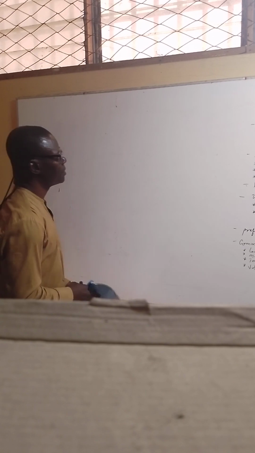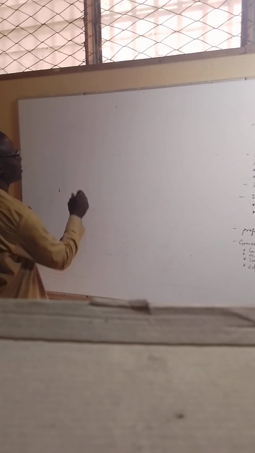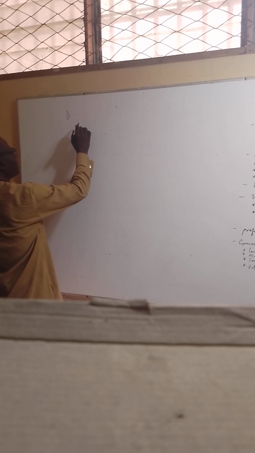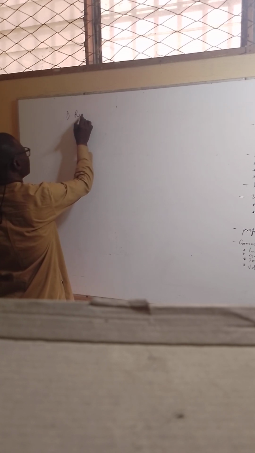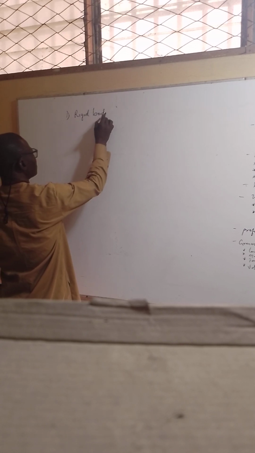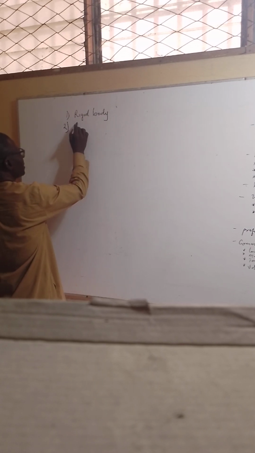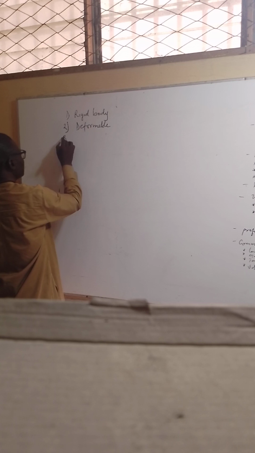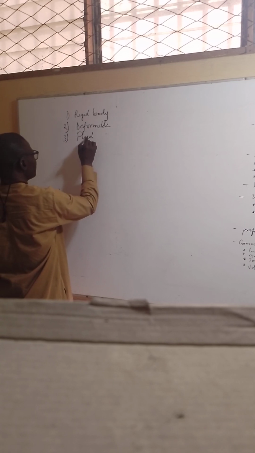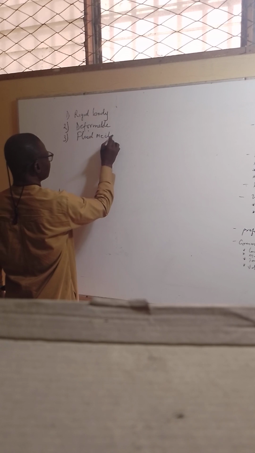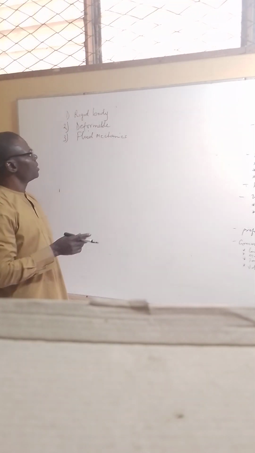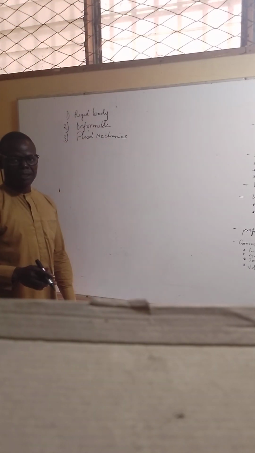And in general terms, mechanics is divided into three branches. One is rigid body mechanics, two is deformable body mechanics, and three is fluid mechanics. But we are solely concerned with rigid body mechanics.